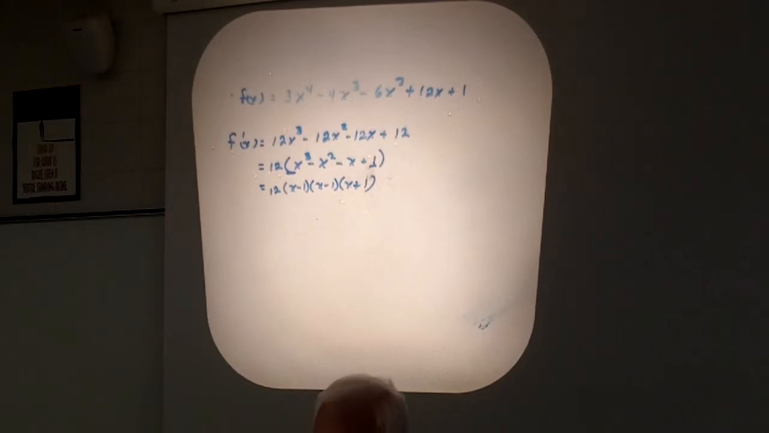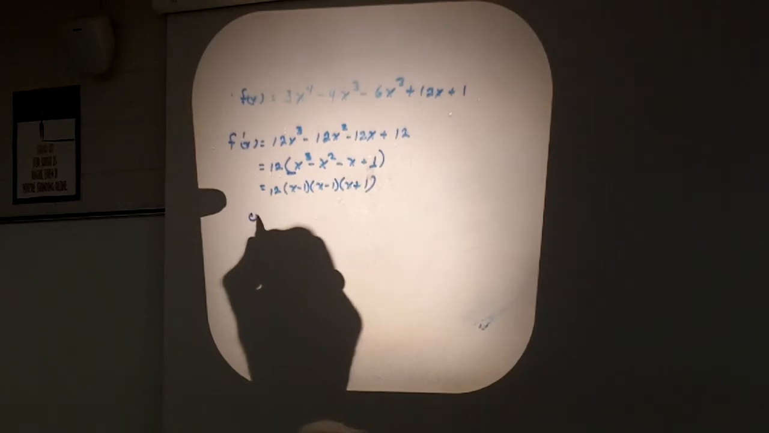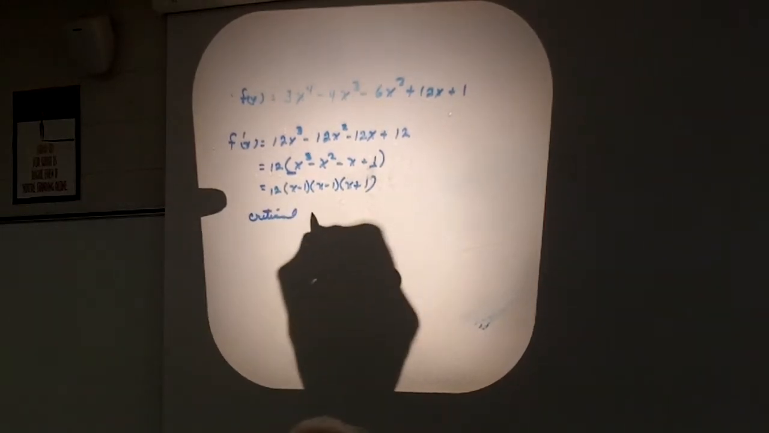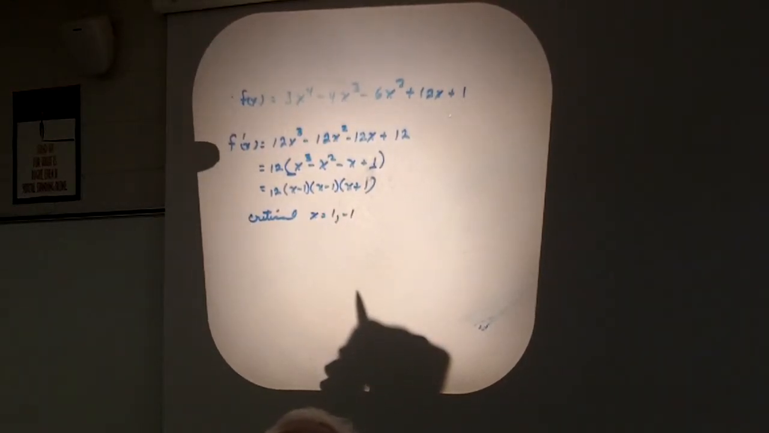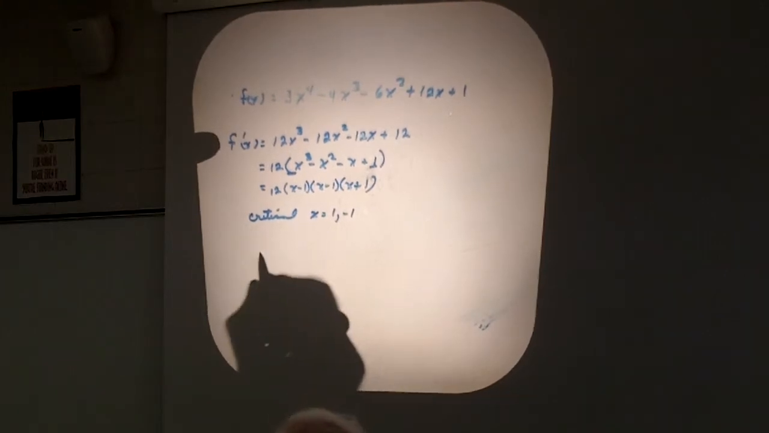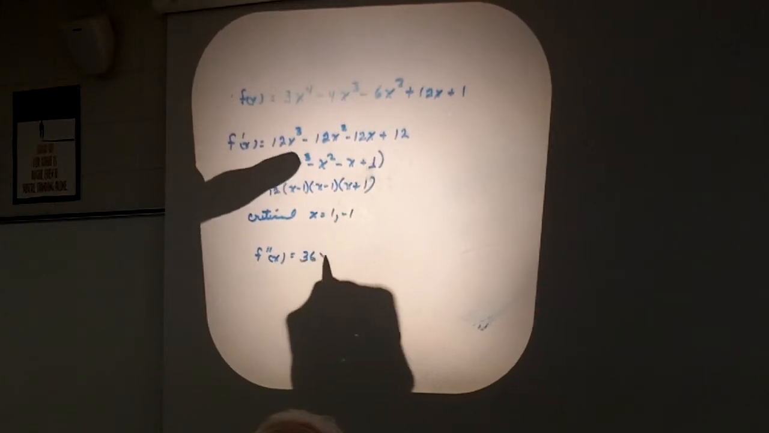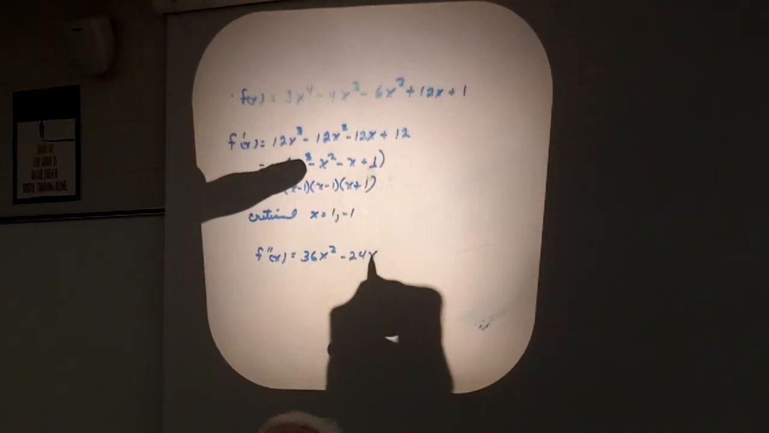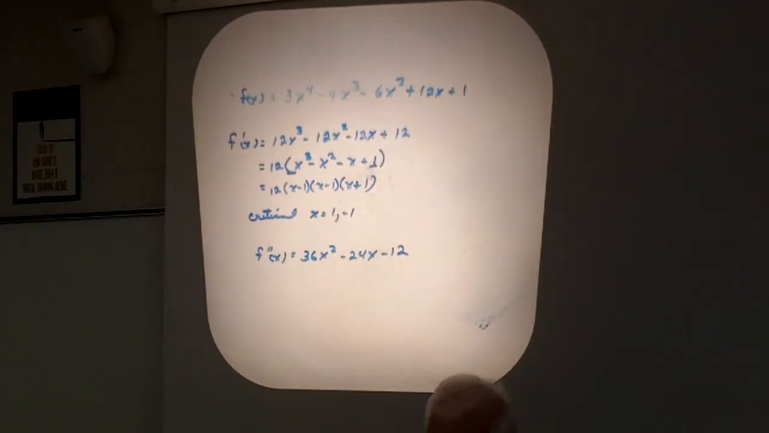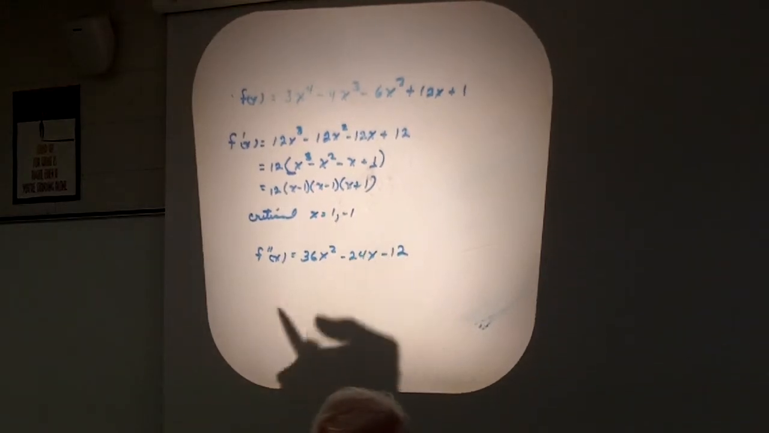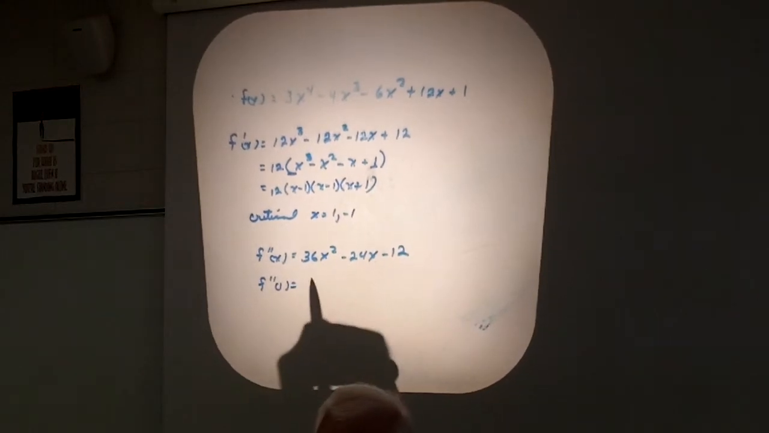Now, what are my zeros here? Or what are my critical numbers? 1, negative 1. Okay, critical numbers are x equals 1 and minus 1. Okay, now I'm going to go back up to here and find the second derivative. Okay, what's the second derivative of this thing? 36x squared minus 24x minus 12. Okay, now what I'm going to do next is what? Put these critical numbers in here. Okay, so f double prime of 1 is 0.